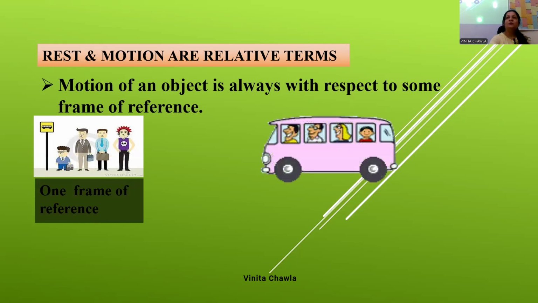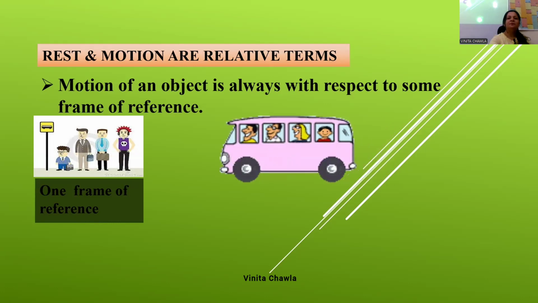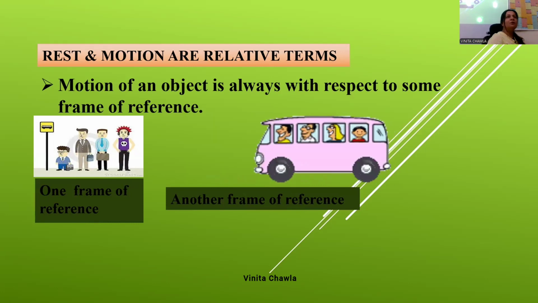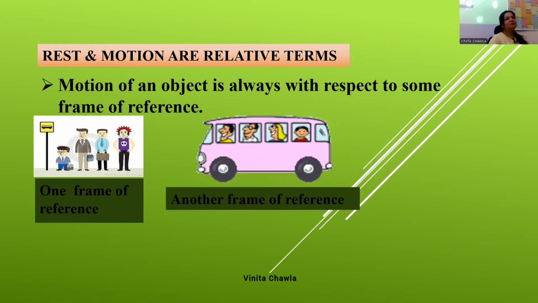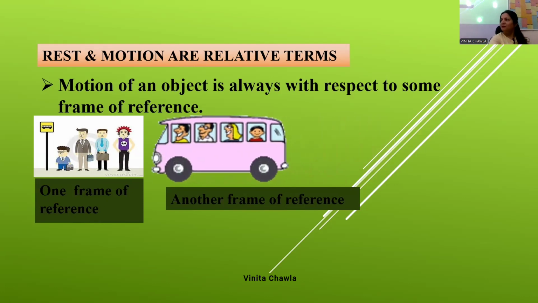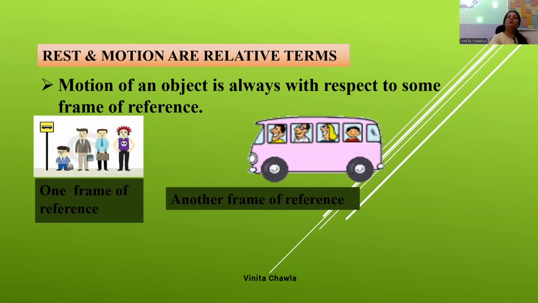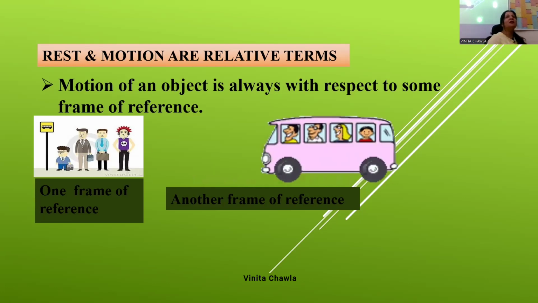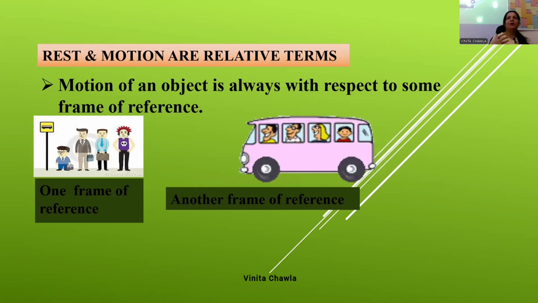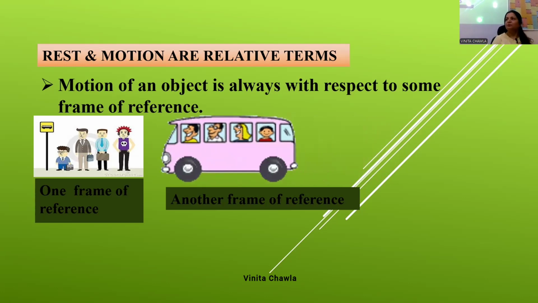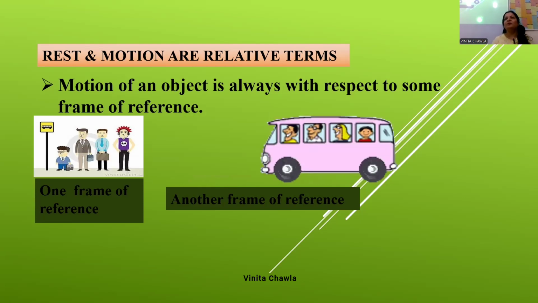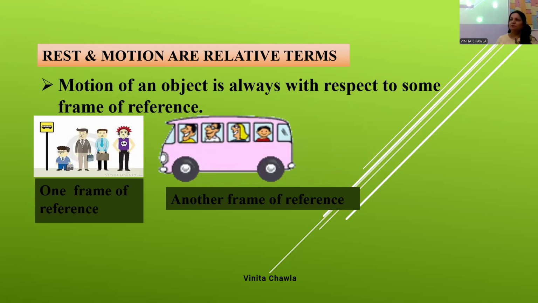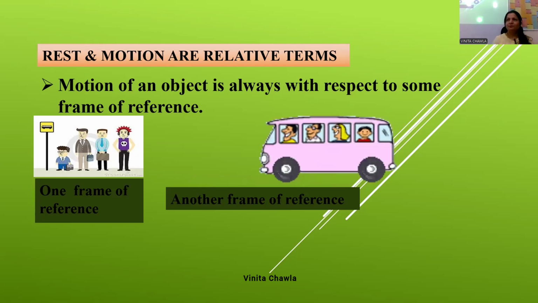But if we choose bus as a frame of reference, then people who are standing at the bus stop, they are moving in backward direction because the relative distance is increasing. So bus is another frame of reference and people who are standing at the bus stop is one frame of reference. So we can choose our frame of reference to be at rest or in motion. Okay. Frame of reference आपका rest पे भी हो सकता है. Frame of reference आपका moving भी हो सकता है. यहाँ तक कोई doubt? Good.